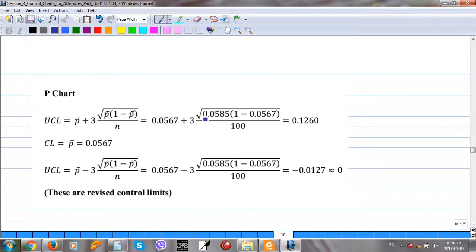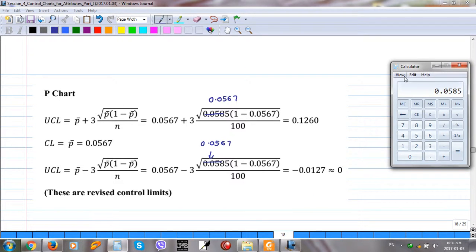Then here also it should be changed, that is wrong. Here 0.0567, and here also 0.0567. Then if we calculate these values, I think that should be correct. So we need a scientific calculator. We'll check because this is wrong.